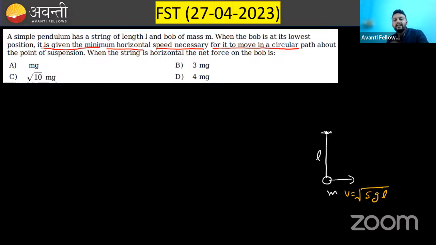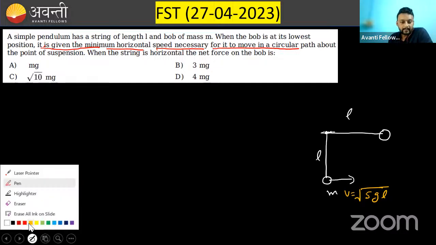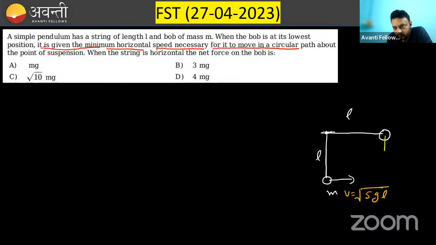When the string is horizontal, the net force on the bob is. Now the string becomes horizontal. It will move, and after some time it will become horizontal. This is length L. So at that time, the net force they are asking. One force will be mg and another force will be the centripetal force. The resultant of these two forces will be the net force. Clear?